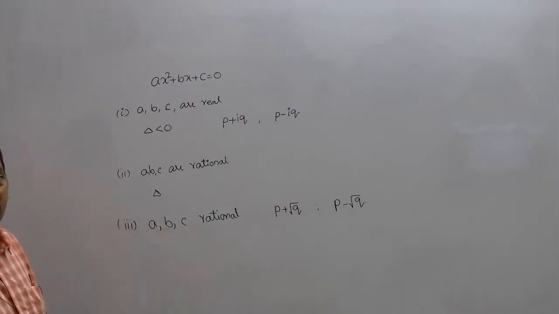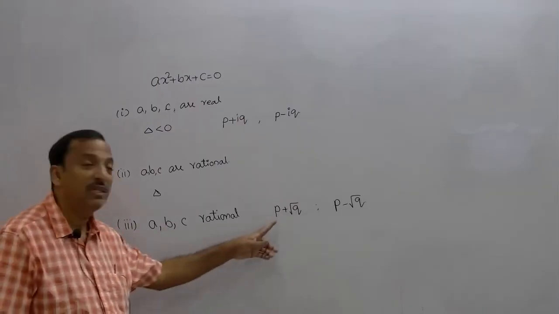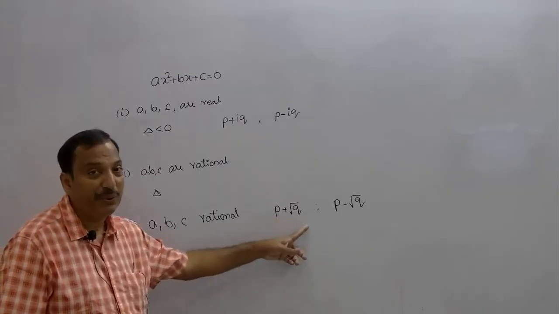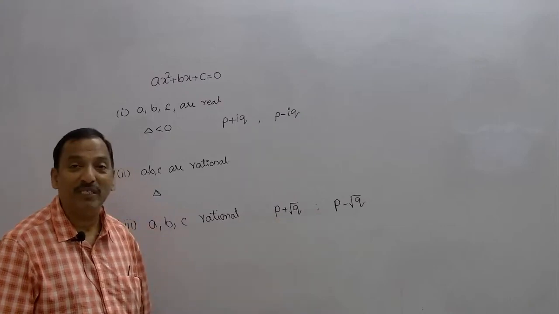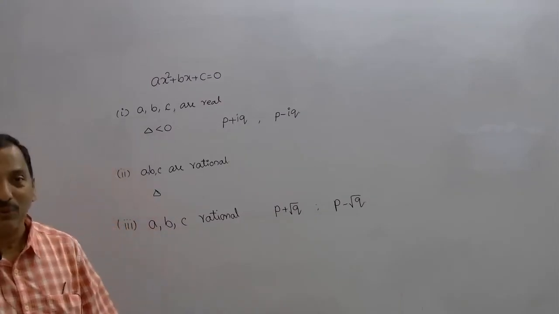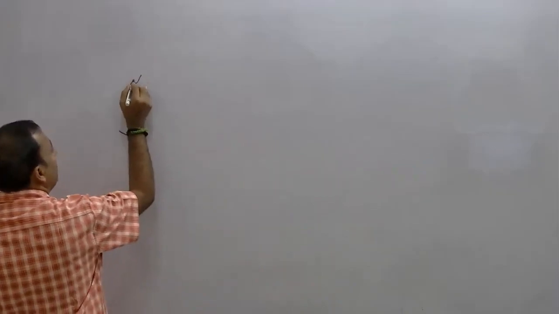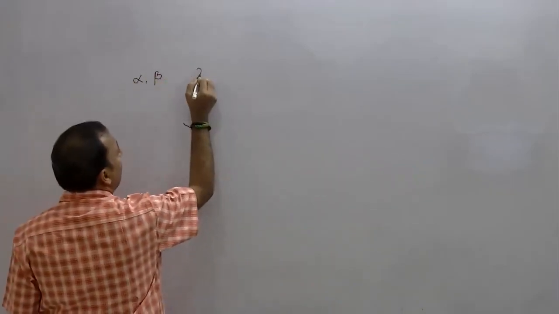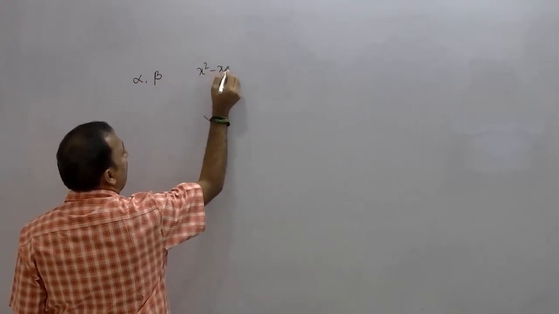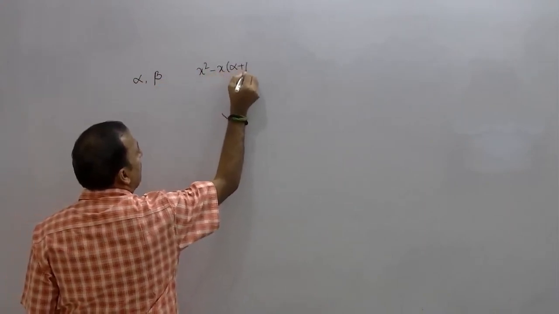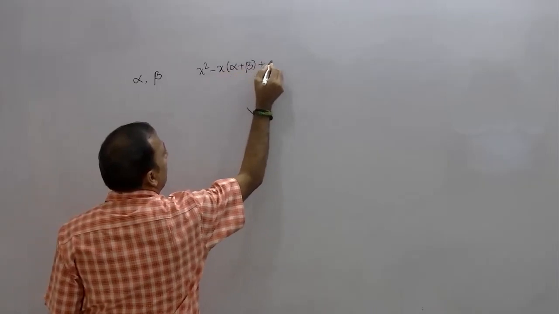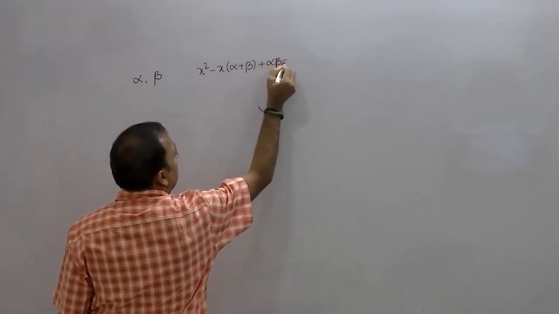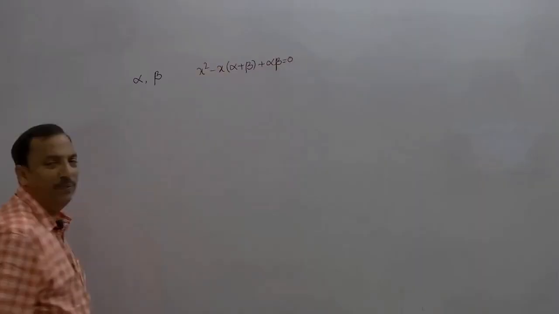A, B, C are rational. And if one root is of the form p plus root q, then the other root must be p minus root q. See, the quadratic equation whose roots are alpha and beta is given by x square minus x into the sum of the roots plus the product of the roots is equal to 0.